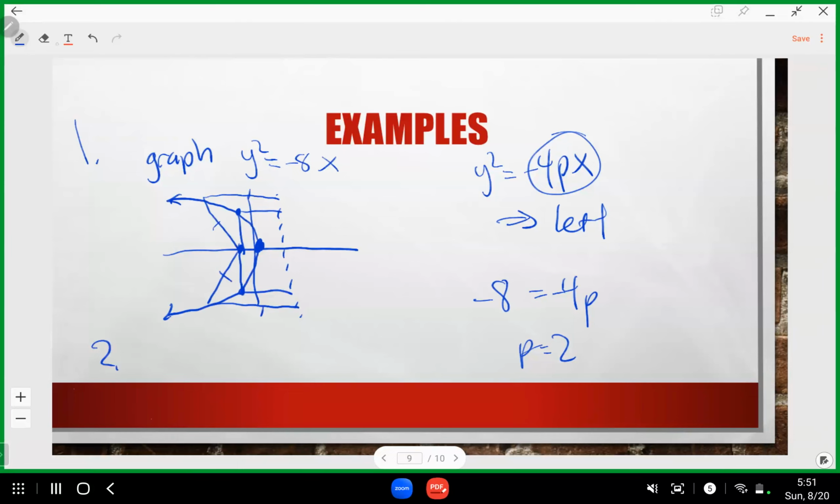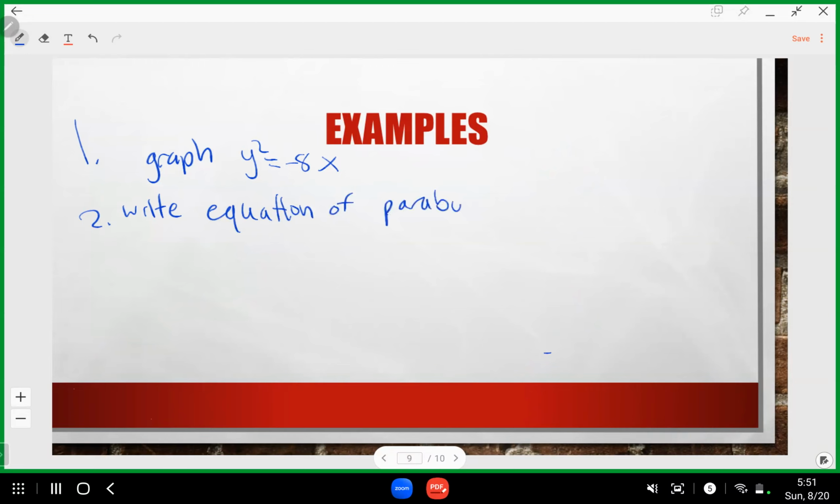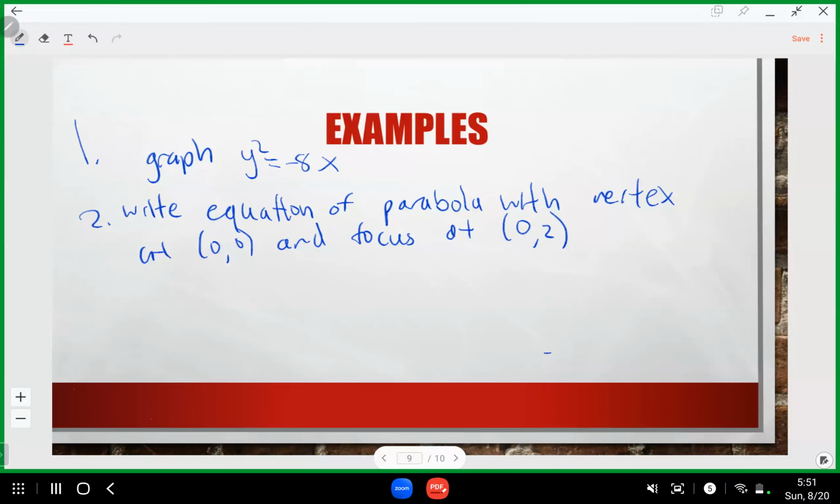The second one, you're writing an equation. Write the equation of a parabola with vertex at 0, 0 and focus at 0, 2, right? So find p and then you can write the equation. I'll give you a couple moments to do that too.